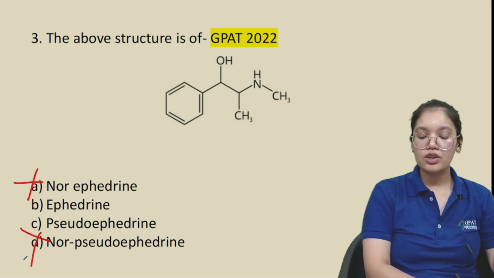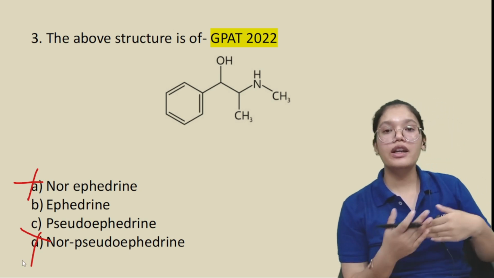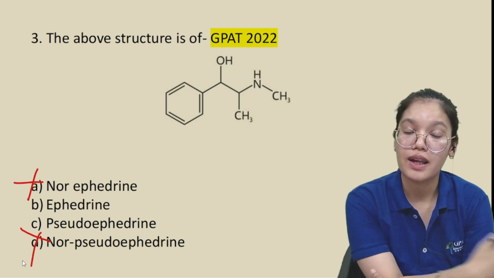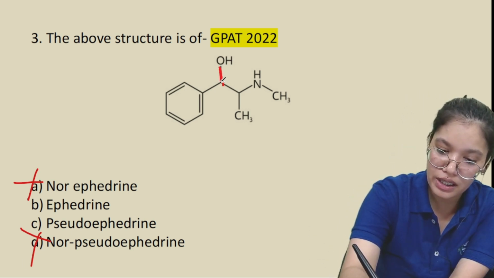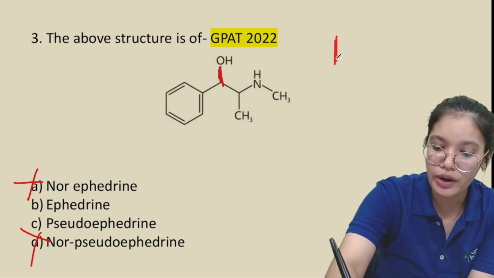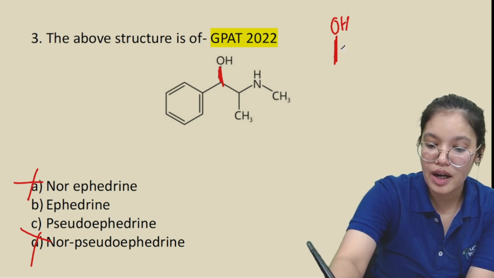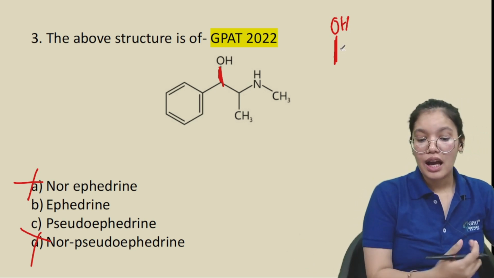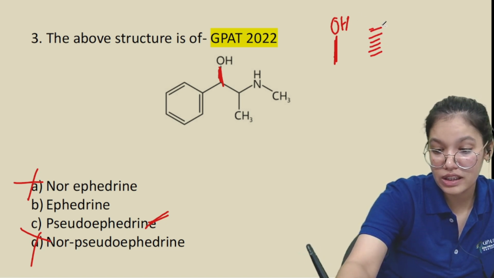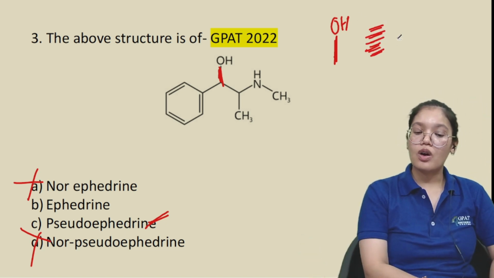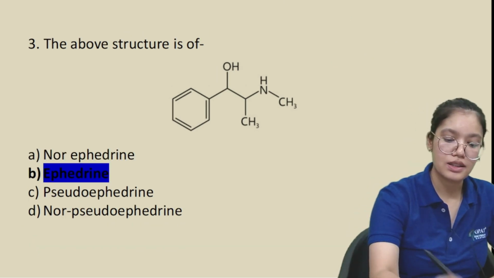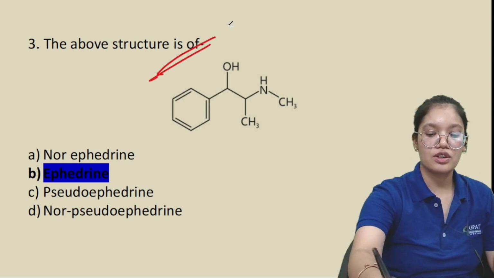So ephedrine or pseudoephedrine, what is that? Ephedrine and pseudoephedrine have a similar structure with only one difference, and that difference is this OH attachment. Whenever this OH is attached to the carbon with a solid bond, that is ephedrine, and if it is attached with a wedge or a dash bond, that is called pseudoephedrine. Here we have a solid bond attached, so the answer is ephedrine. This structure is of ephedrine.